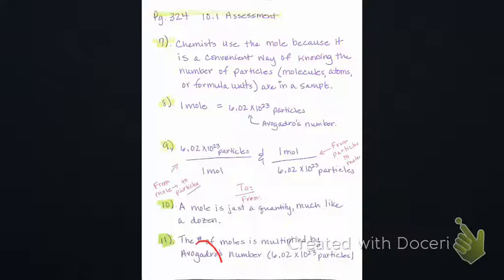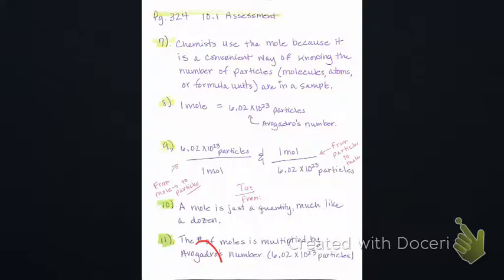Okay, now number 8 says show a mathematical relationship between mole and Avogadro's number. And of course, that is that 1 mole equals 6.02 times 10 to the 23rd particles, which is Avogadro's number.